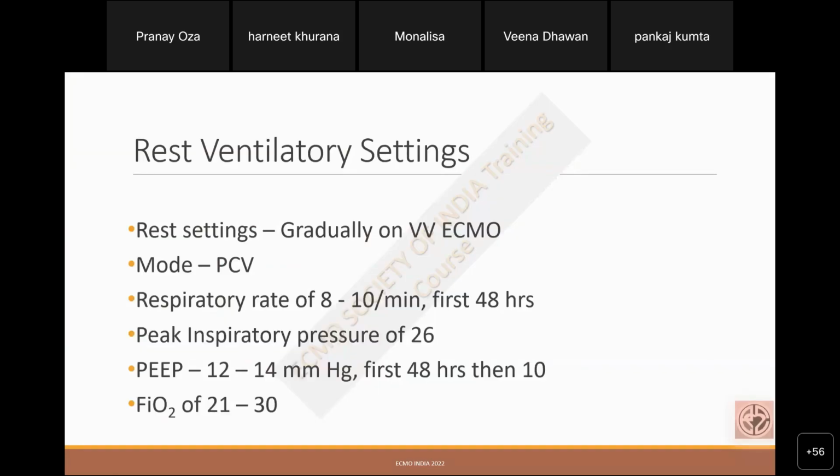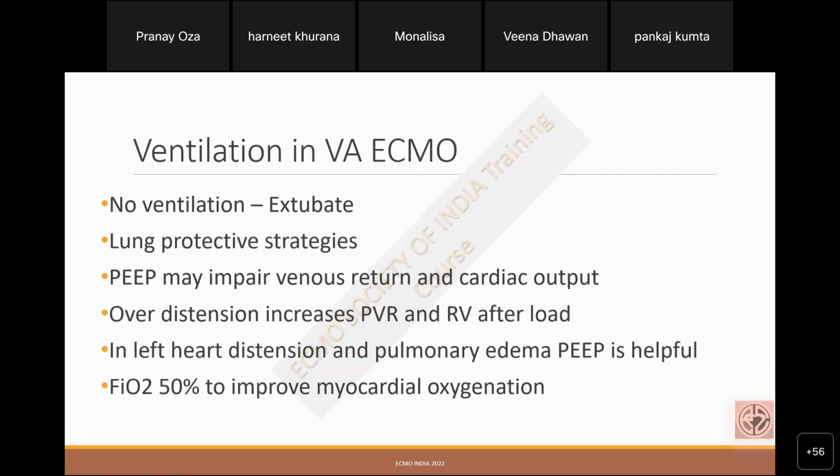So what we usually do is we go for rest ventilator settings with the pressure control mode, respiratory rate of 8 to 10 for the first 24 hours, then peak pressure of less than 25, 26, PEEP of 12 to 14 in the first 48 hours, and then 10, and FiO2 we try to reduce to 21 to 30.